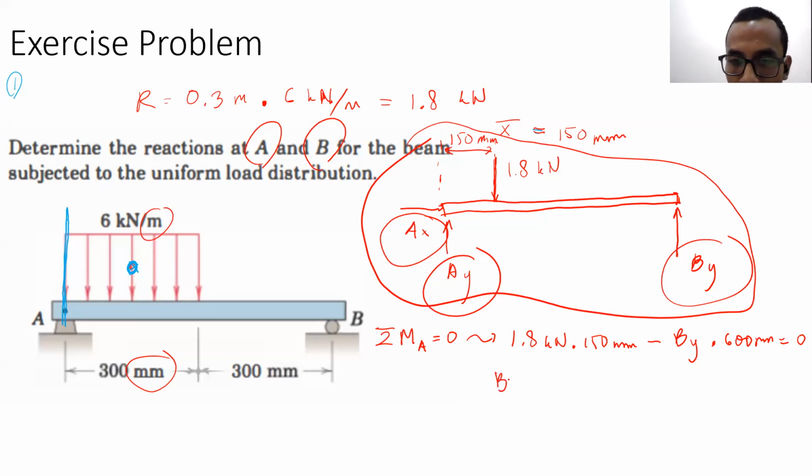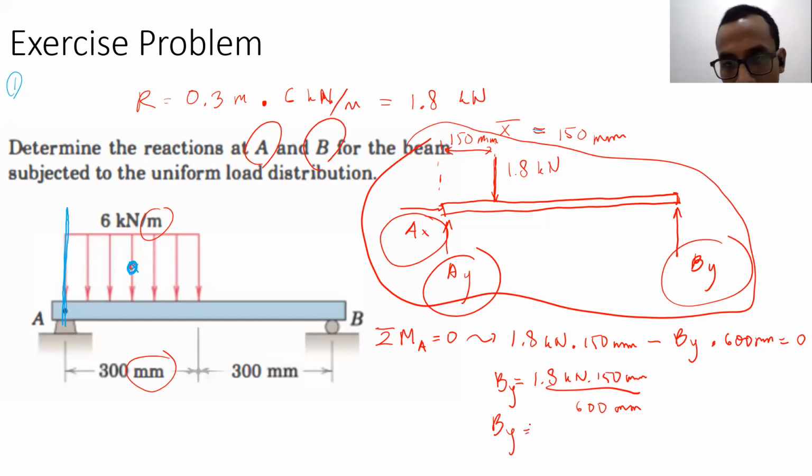So we got By: 1.8 kilonewton multiplied by 150 millimeters divided by 600 millimeters. So basically it's divided by 4. So By is 0.45 kilonewton. This is By.